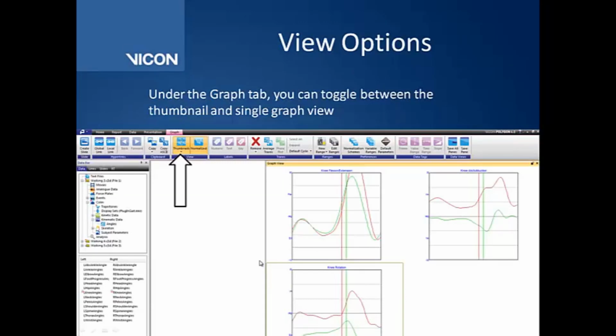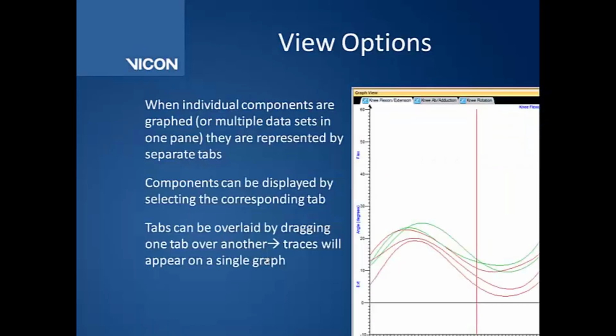We do have a lot of view options for these graphs. Under the Graph tab, you can toggle between a thumbnail view and a single graph view. What we've seen so far is a single graph view. It's set up with tabs. Because when those individual components are graphed, or multiple data sets or trials in a single pane, they are represented by separate tabs, much like Excel, except upside down.